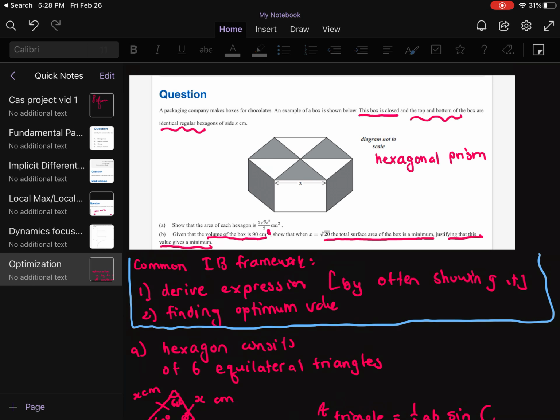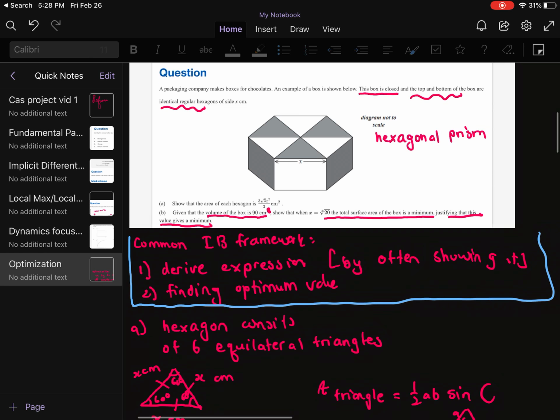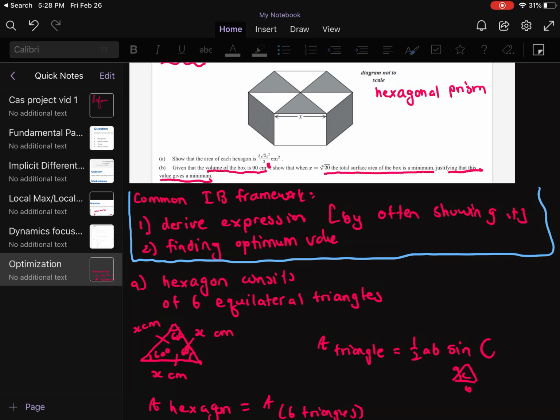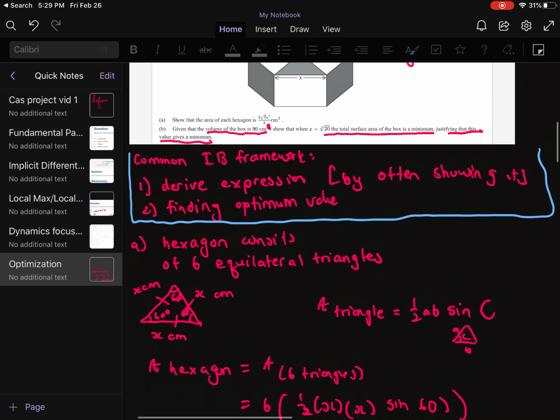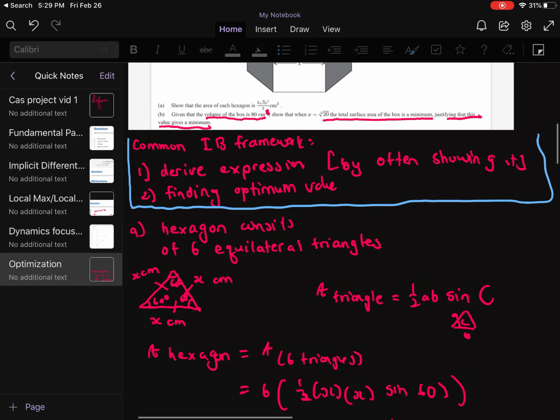So for part A, they are asking you to show that the area of each hexagon is 3 root 3 x squared over 2 cm squared. The biggest hint is that a hexagon consists of 6 equilateral triangles. In this case, the sides are x centimeters, and each of the angles is 60 degrees. The area of the hexagon consists of 6 triangles, and so by finding the area of the 6 triangles, we can find the area of the hexagon.